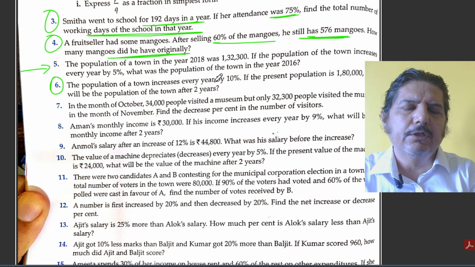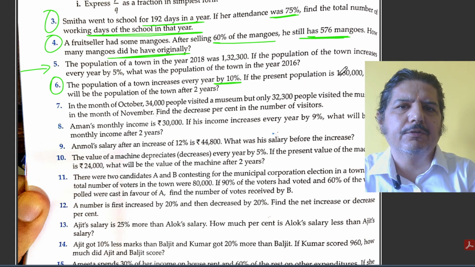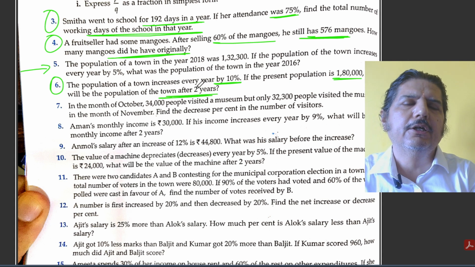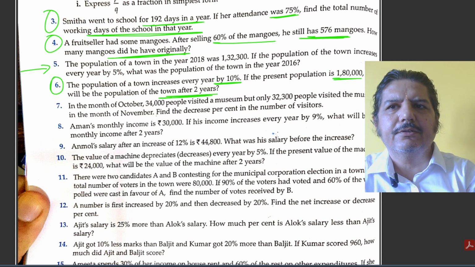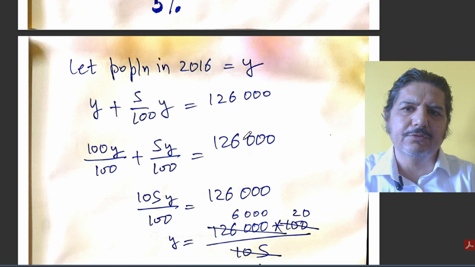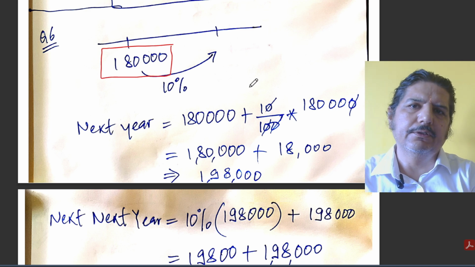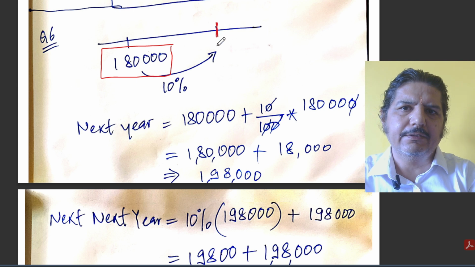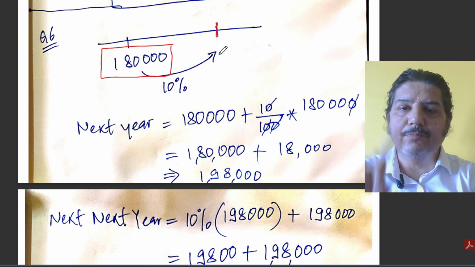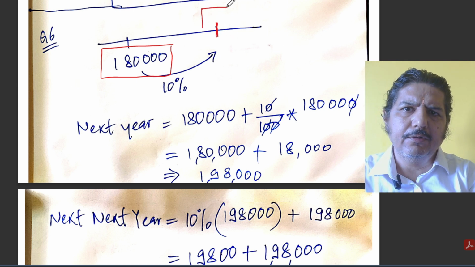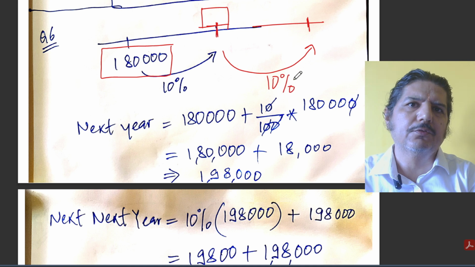The population of a town increases every year by 10%. If the present population is 1,80,000, what will be the population of the town after 2 years? So let's try to understand this question first. See, the present population of the town is 1,80,000. It increases by 10% every year. So for example, next year it will increase by 10%. So whatever be the population in this year, again after 1 year it will increase again by 10%. I hope this is making sense.